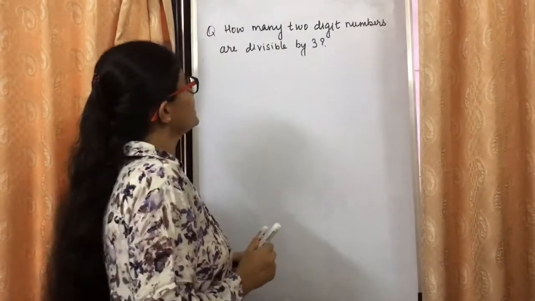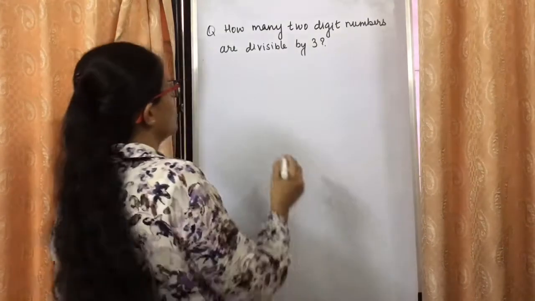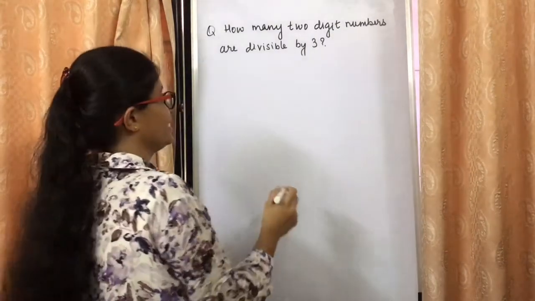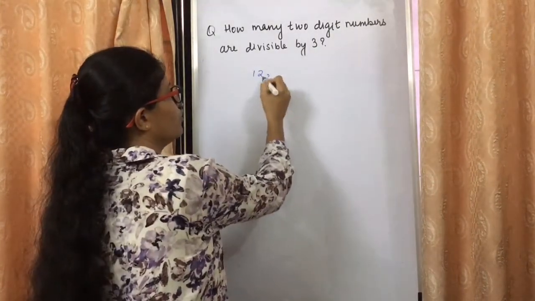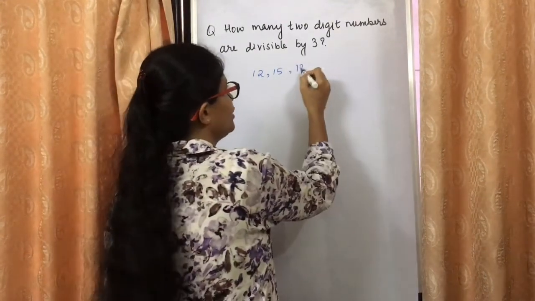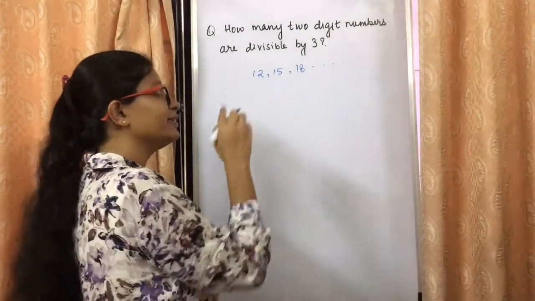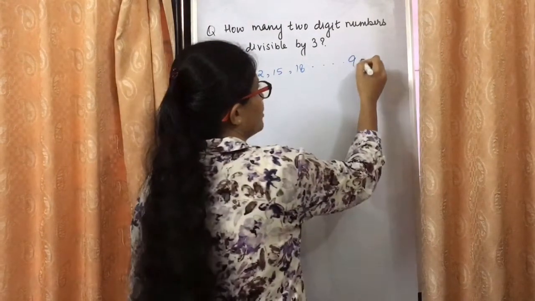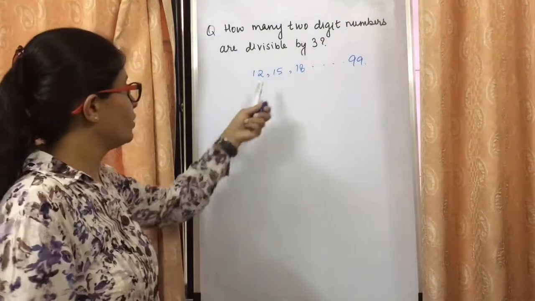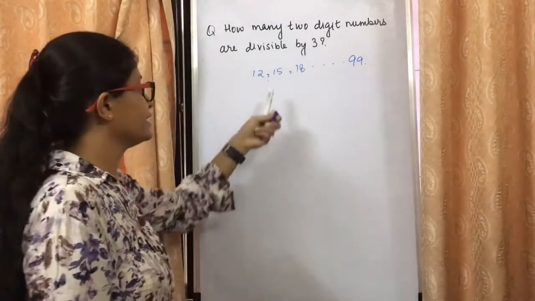Question given to us is how many 2-digit numbers are divisible by 3? So the first 2-digit number that is divisible by 3 is 12. Then we have 15, then 18, and so on. The last 2-digit number is 99, and 99 is divisible by 3. So 12, 15, 18, up to 99. This is a series which is an AP.